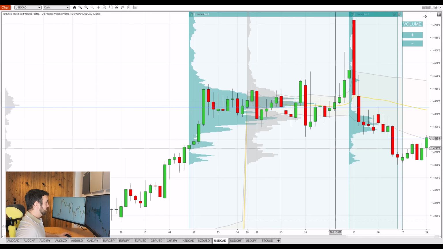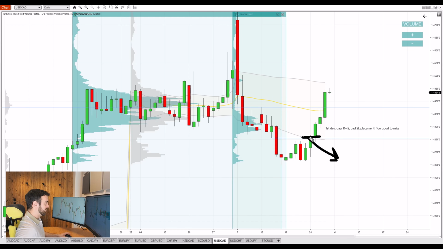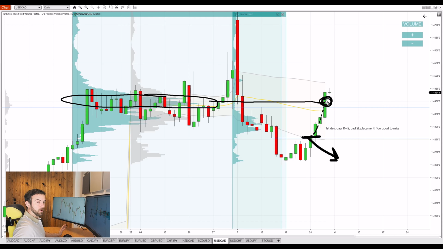So let me now move the chart. Let's see how this played out. As you can see, the price went past my short. This was the short trade entry, and the price went past it towards this point of control, towards this massive heavy volume zone to test that liquidity in here. So yeah, I took the risk, I lost, and that's about that.